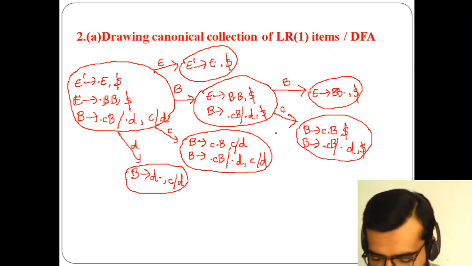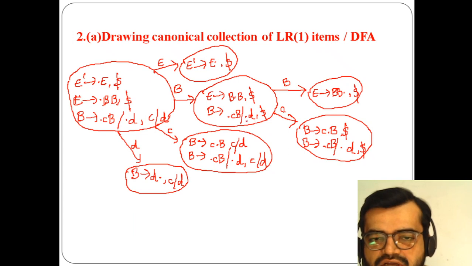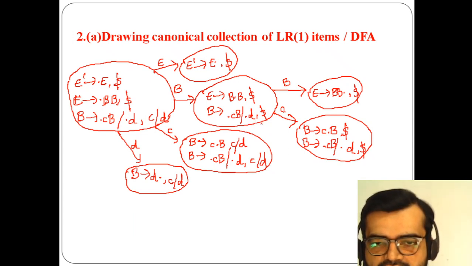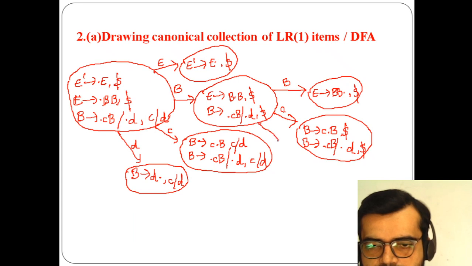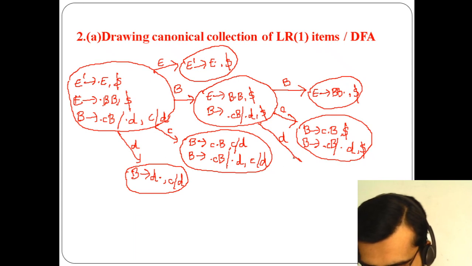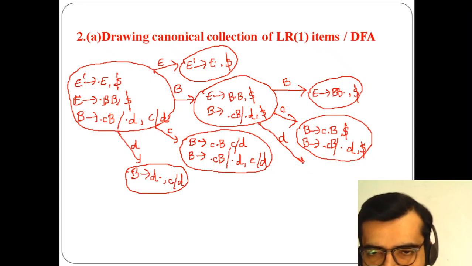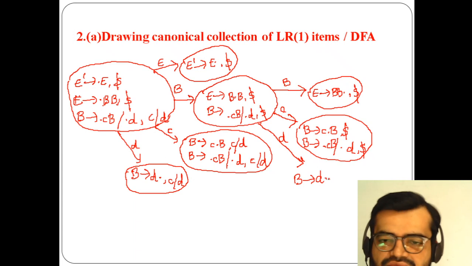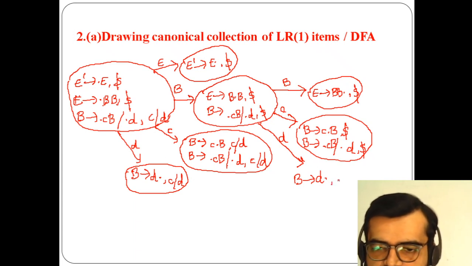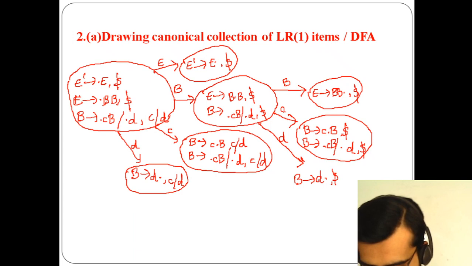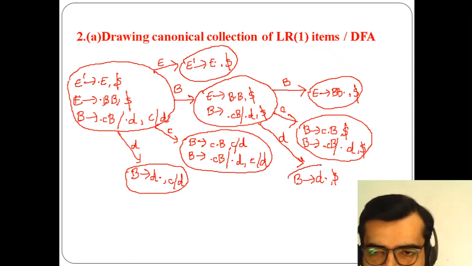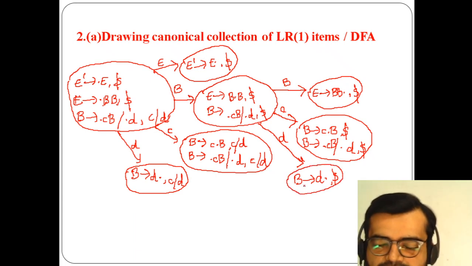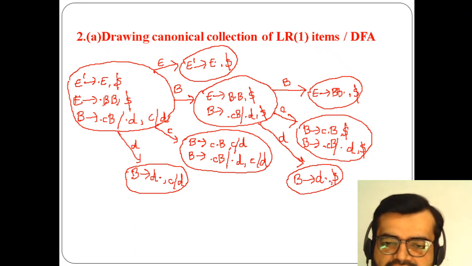Now after this, again there is this production, D. So B of D is there. When I'm using B of D, what happens? B of D dot, and the same look ahead symbol has to be used, dollar. Why? Because after the dot nothing is there, so here it is going to end.